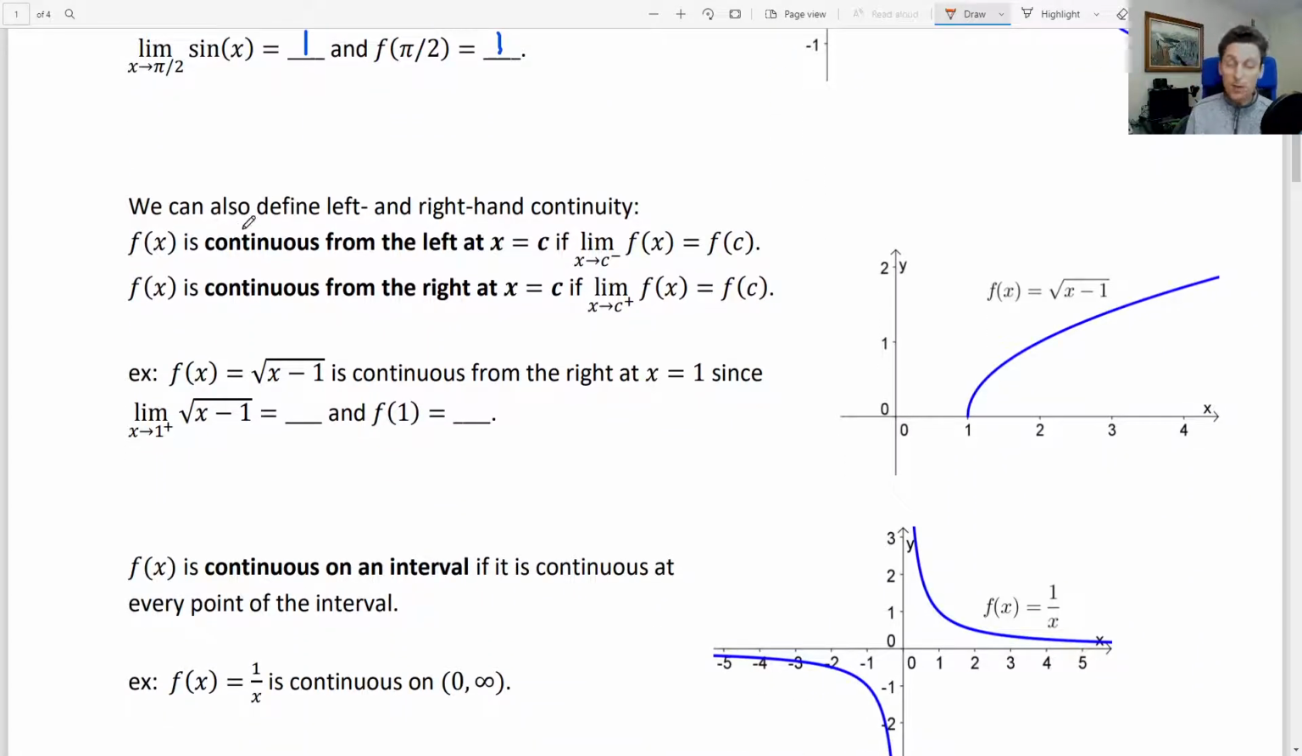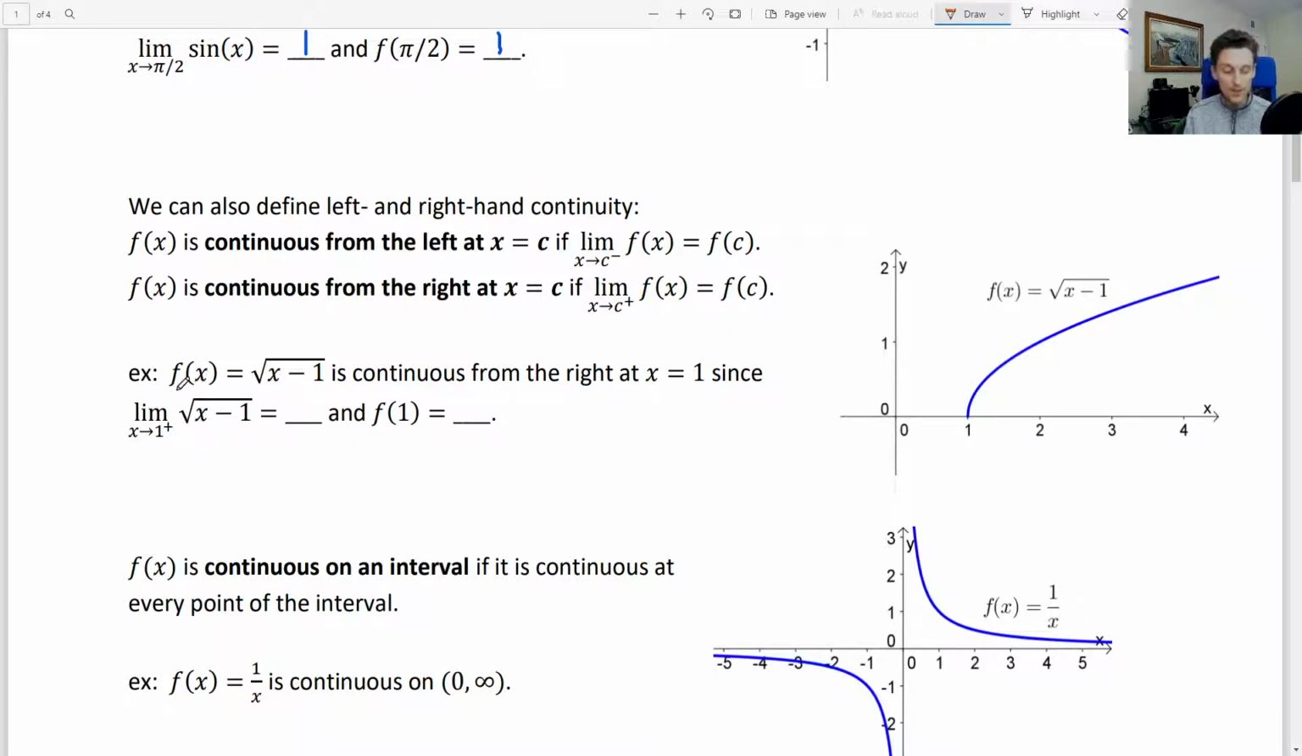Now you can also define left and right-hand continuity, just like you can define left and right-hand limits. So we would say that a function is continuous from the left at an x value if the limit as you approach from the left of that function is equal to the value of the function at that x value. So if the limit as x approaches c from the left of f of x is equal to f of c. And there's a similar definition from the right. It's just that you're approaching from the right.